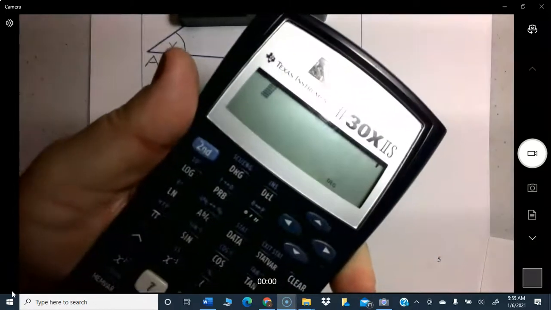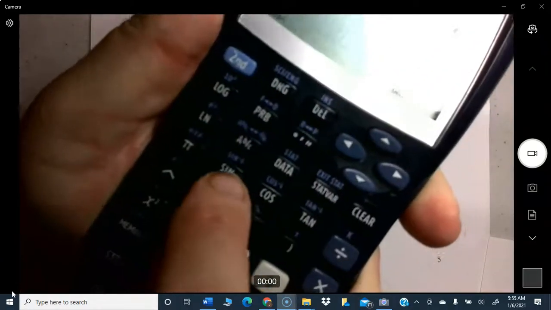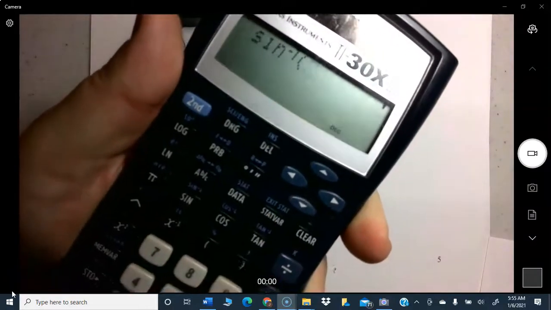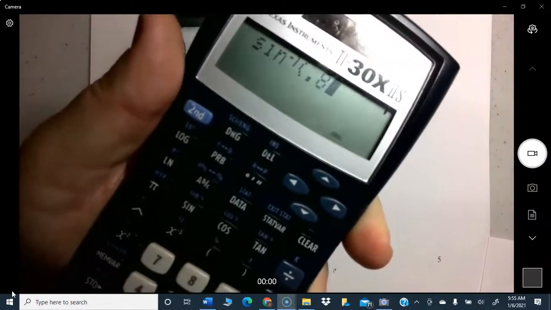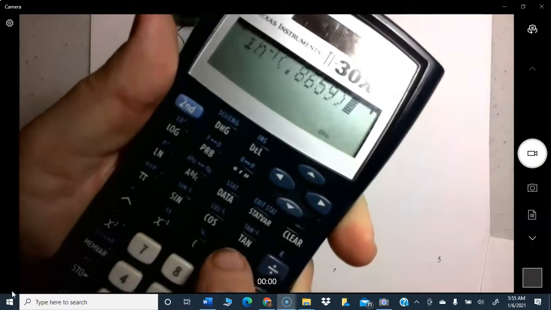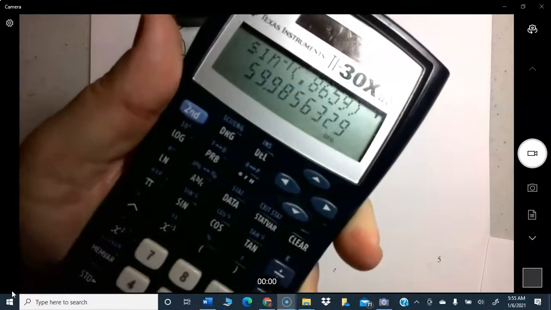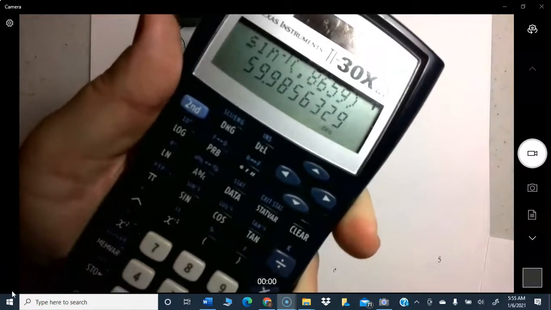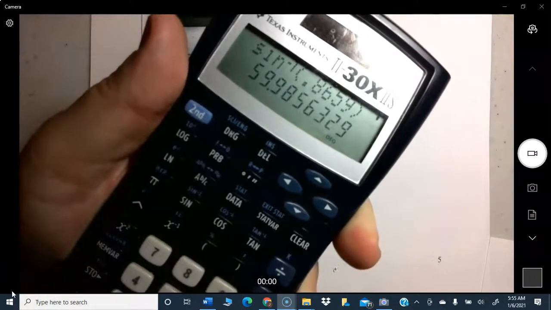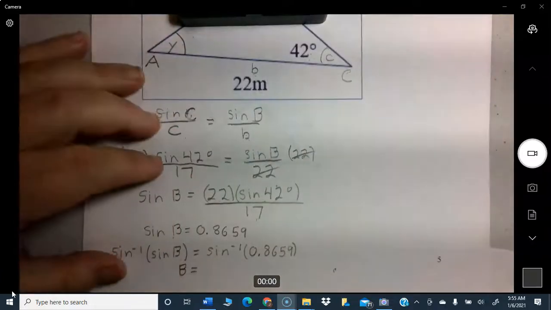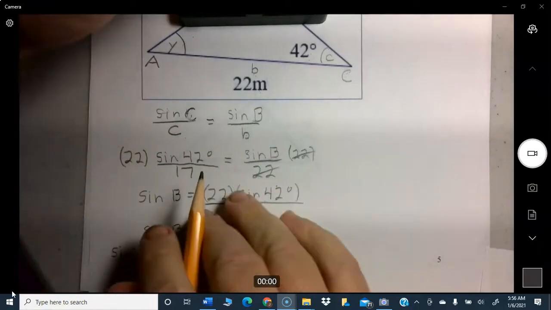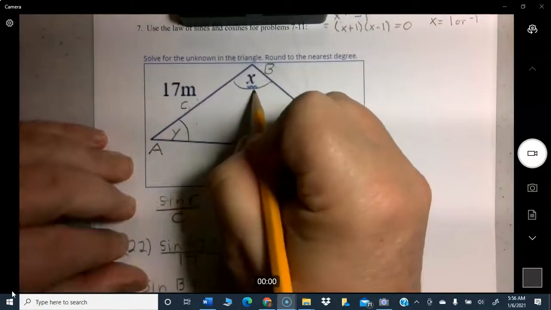So I do second sine, gives me arc sine. And then that's 0.8659, close the parenthesis. And that gives me 59.98, which is 60 degrees. When you get one that's that close, it's just 60 degrees. Okay, so b equals 60 degrees. Alright, so that means this angle up here is 60 degrees.